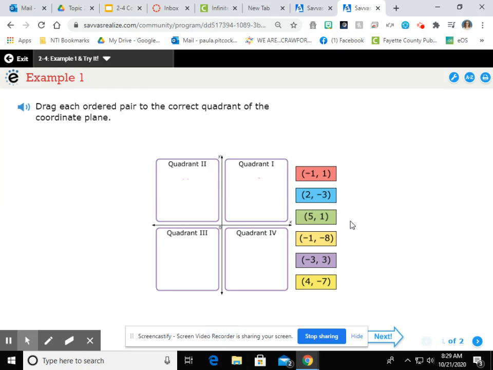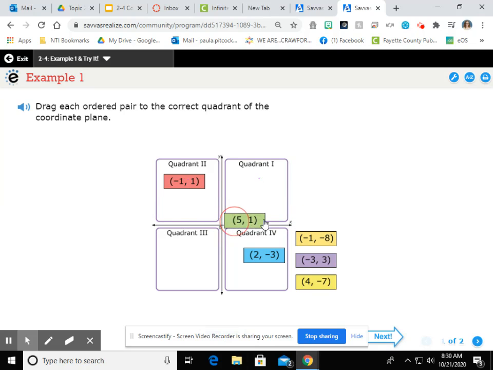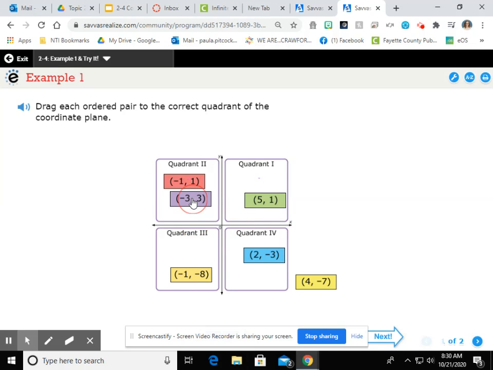All right. So now it wants us to drag ordered pairs to the correct quadrants. So here is your axes right here. So this is where 0, 0 is. So the first one, if I go backwards 1, up 1, I end up in quadrant 2. This one, I have to go over 2, down 3. And if you notice, I'm not being exact, but it tells me the quadrant location. I need to go positive 5, up 1. Backwards 1, down 8. Backwards 3, up 3.